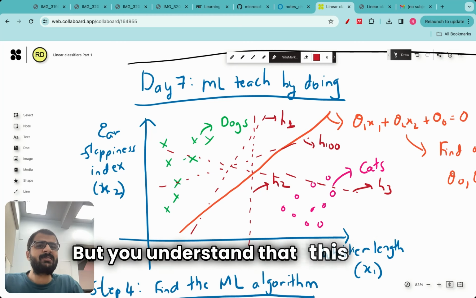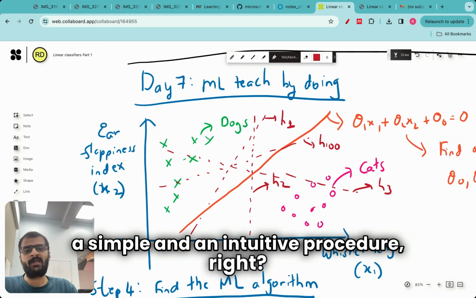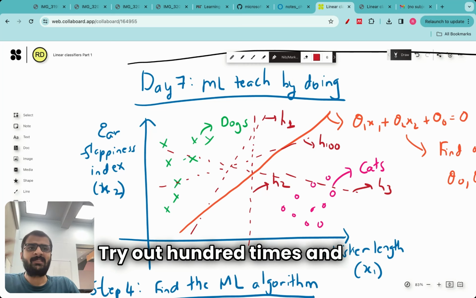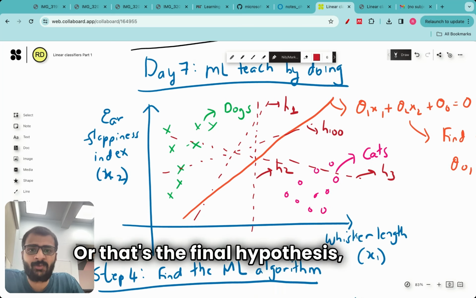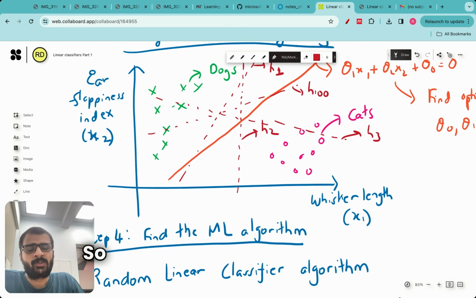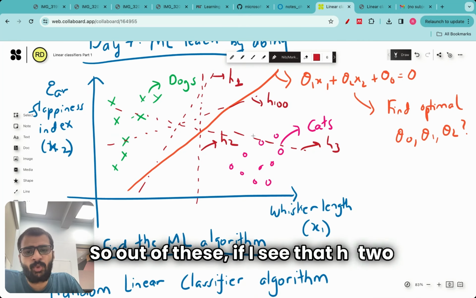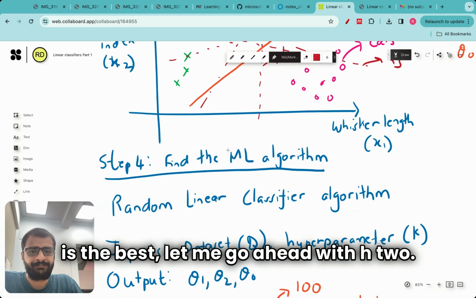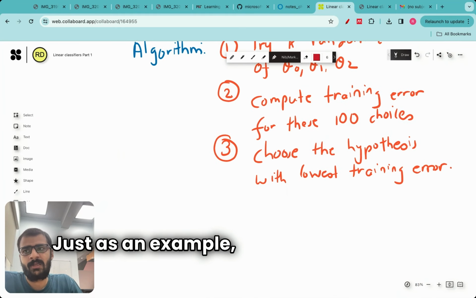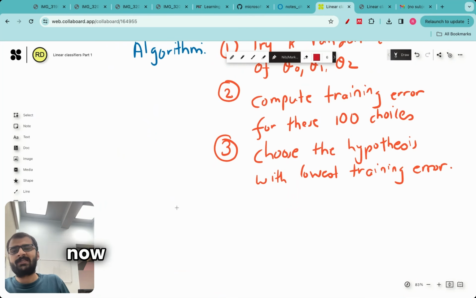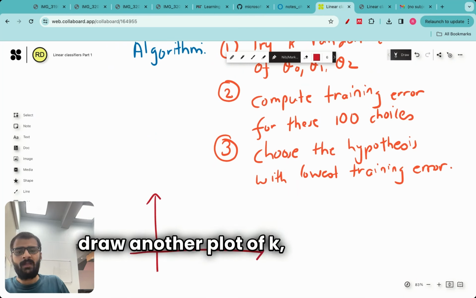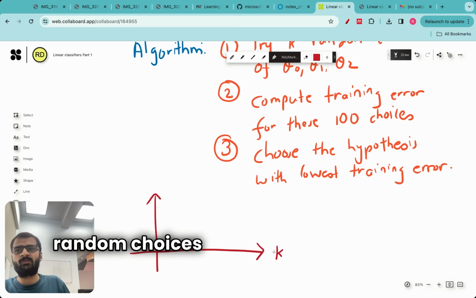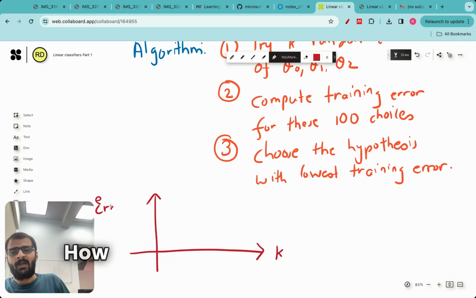But you understand that this is such a simple and intuitive procedure, right? Try out 100 times and see which gives the lowest error, and that's the final hypothesis which I will go ahead with. So out of these, if I see that H2 is the best, let me go ahead with H2, just as an example. The question which I want to now ask you is, let's say I want to draw another plot of k, which is the number of random choices which we make, and the error. How do you think this plot will go?